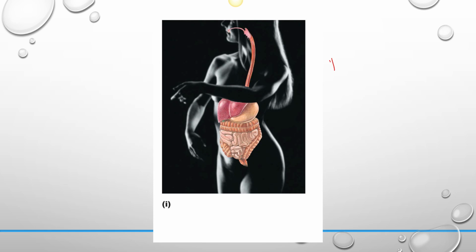This is the digestive system. Major organs of the digestive system include the esophagus, the stomach, small intestine, large intestine, the liver, gallbladder, and pancreas. The major functions of the digestive system include to break down nutrients, absorb nutrients from our diet, and eliminate undigested food and wastes.